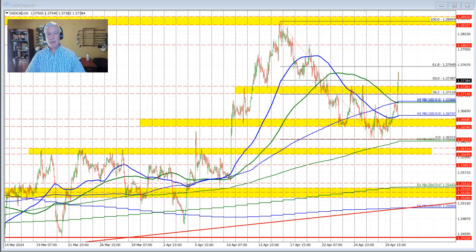This is a Forex look at the dollar versus Canada. Today's date is April 30th, 2024. Let's get started. At 8:30 a.m., we got the U.S.